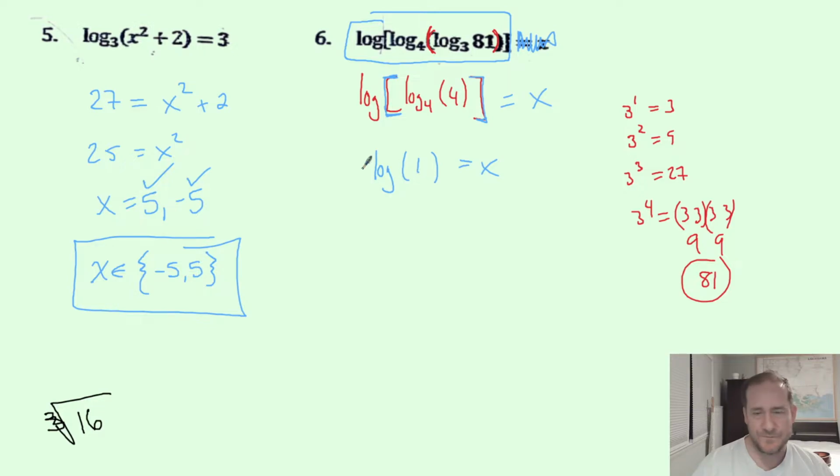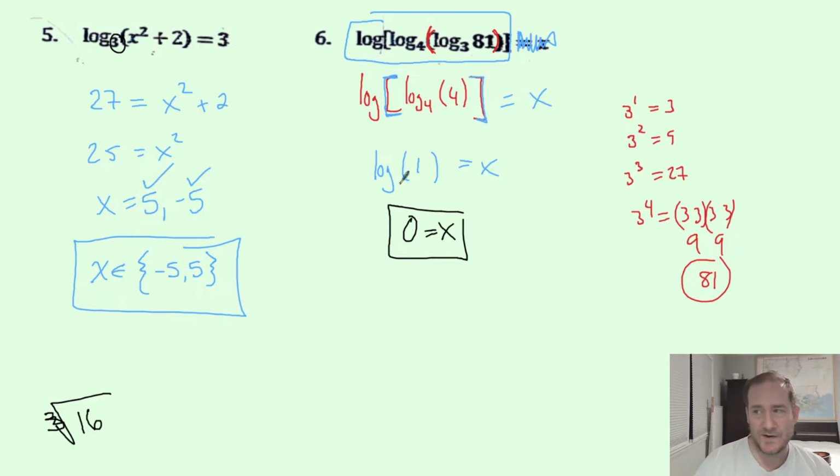Logs are the same. The log here has an understood base of 10. You don't write the 10. Everybody knows that when there's no base, the base is 10. You only write the base when you want something else, like 3 or whatever. So this is a log base 10 of 1. And guess what? It doesn't even matter what the base is, because the log base anything of 1 is always 0.